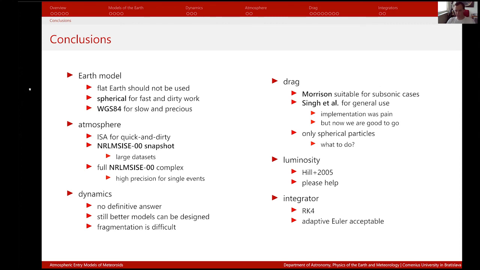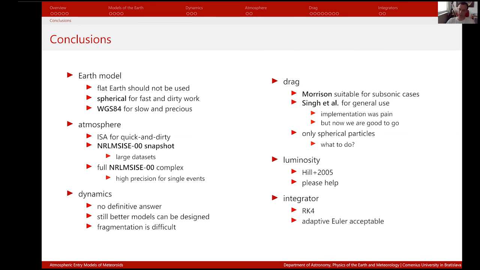So to conclude all this, our experimentation shows that for the Earth model, you shouldn't be using the flat Earth at all. It just has too little advantages now that computers are fast enough. But for fast and dirty work, you might use the spherical Earth. For anything more serious, WGS-84 is the way to go. For the atmosphere, definitely you should be using the NRLMSISE model.